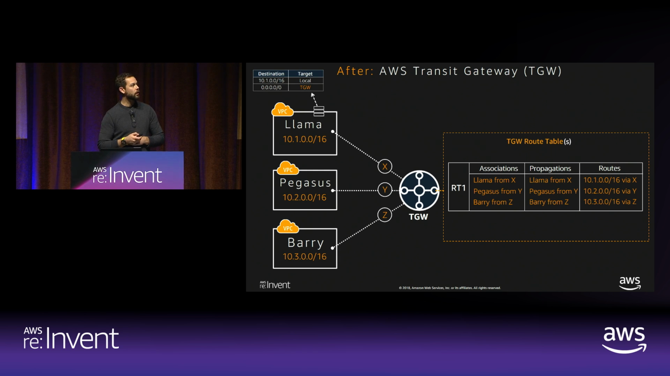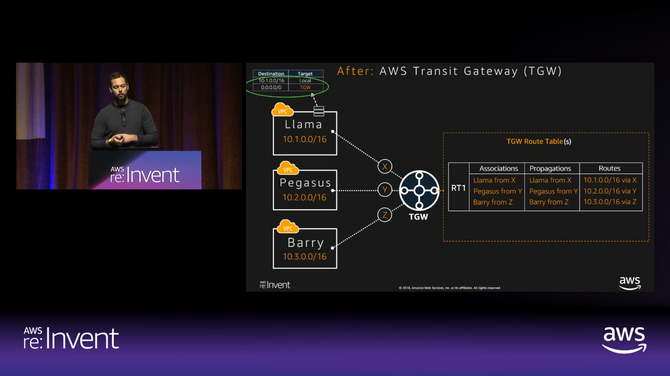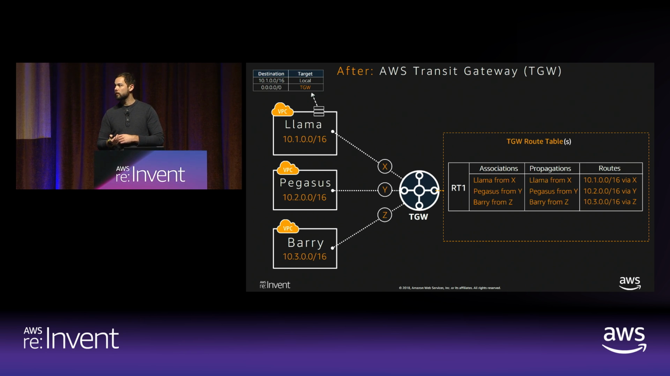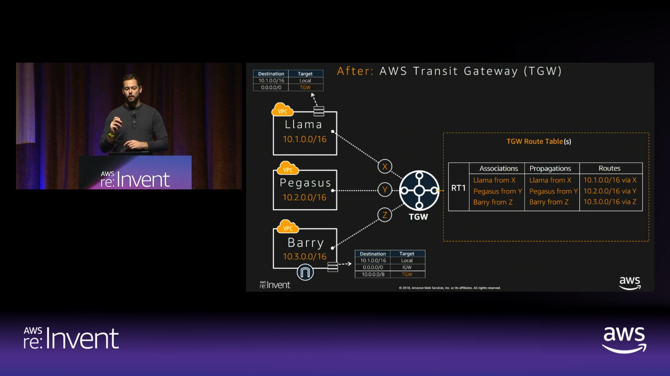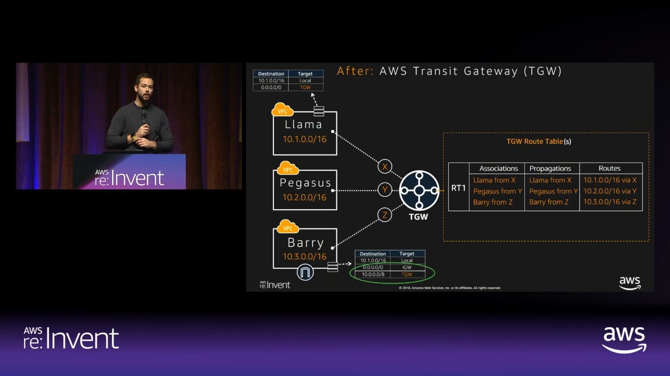So if we look at the route table here, we've got a default route via the TGW. What if Barry, for example, has an IGW? It's very similar to when you had a VGW. You'd actually have a route table, and you'd have a default via the IGW, but then a specific route via the TGW. So all packets are going to go from Barry into the TGW destined for the 10/8 range.